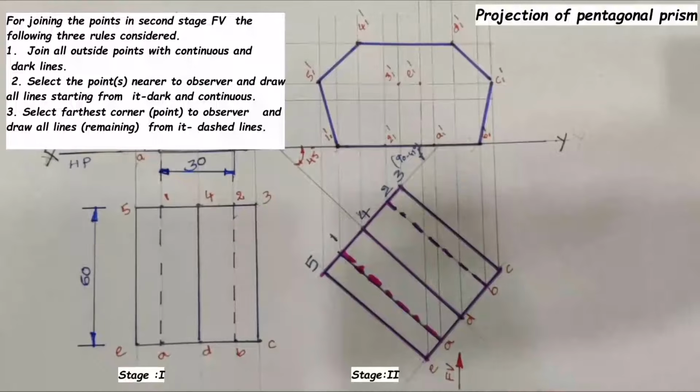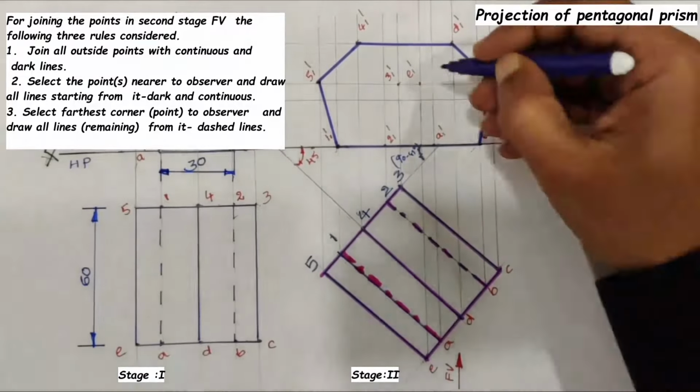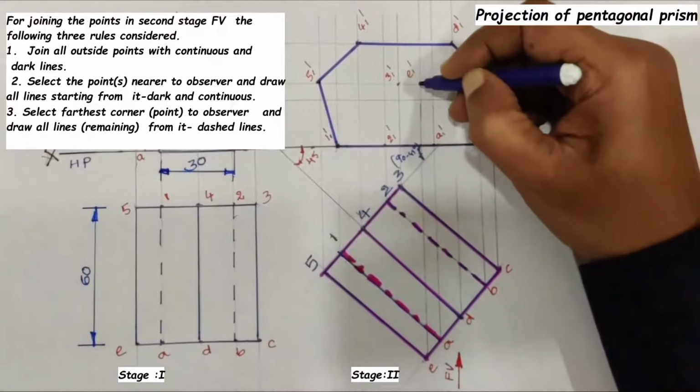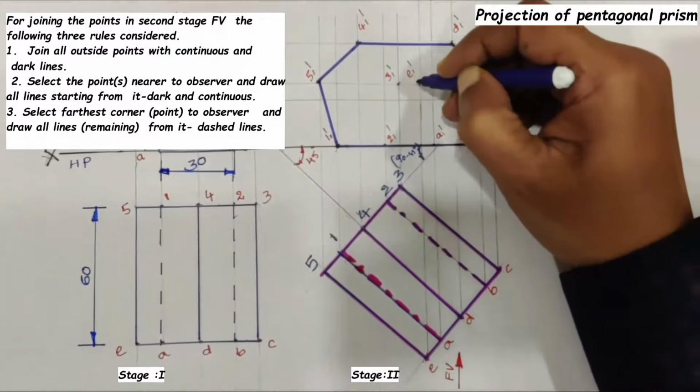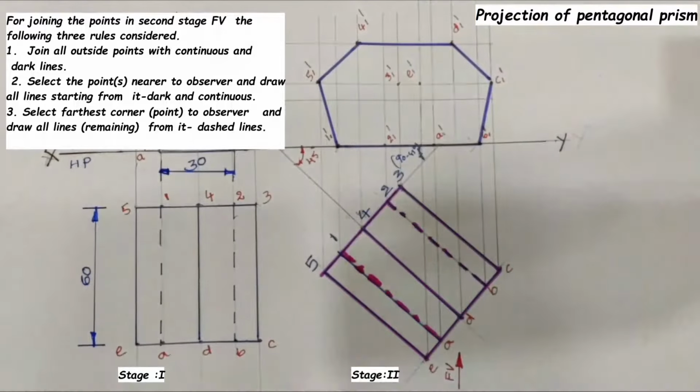After that, identify the corner points which are very near to the observer. Then draw lines passing through those corner points as continuous and dark. For the observer, the E corner is very near. Then this E corner containing all lines to be drawn as continuous as well as dark. Then E1 dash D1 dash, E1 dash A1 dash, E1 dash Phi1 dash to be drawn as continuous and dark lines.